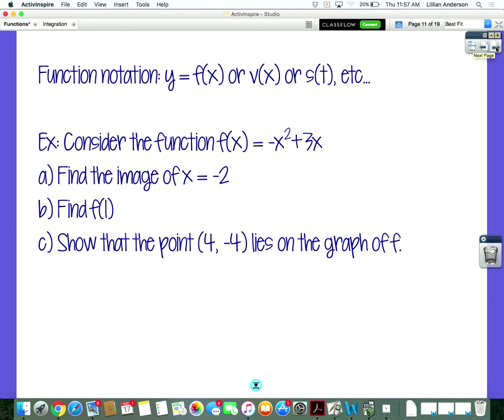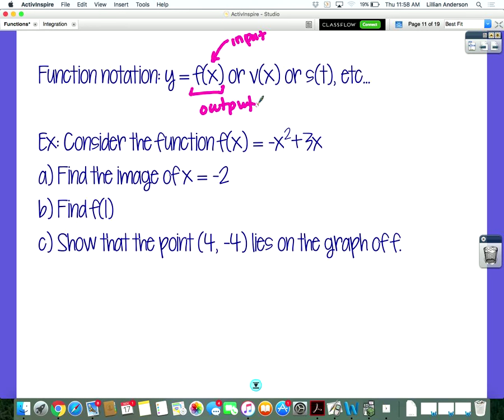Function notation. Y equals f of x. You've seen f of x before, yes? Okay? It's not always just f of x. Sometimes it's v of x, or s of t, or g of x, or whatever. The main thing you have to realize when it's in notation like this is that whatever's on the inside of your parentheses is your input, and then the whole expression is your output. So basically, whatever number I plug in for x is going to give me a solution, and I plug that number in to every variable I see in my problem. So in this case, when I actually find the image of x equals -2, yes?